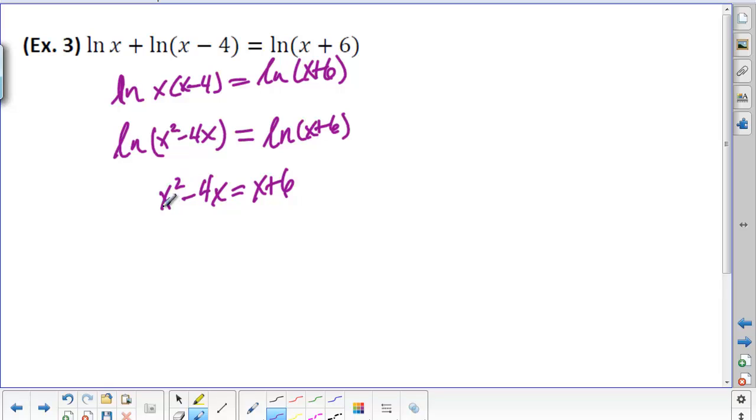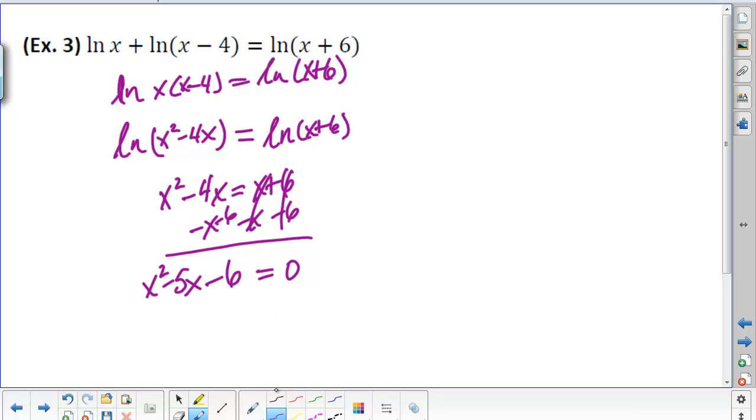This is a quadratic. It's got the x squared. So let's subtract an x from both sides and a 6. We get x squared minus 5x minus 6. From there we can factor it. X minus 6 times x plus 1. And our two zeros, positive 6 and -1. Now again, do they both work?